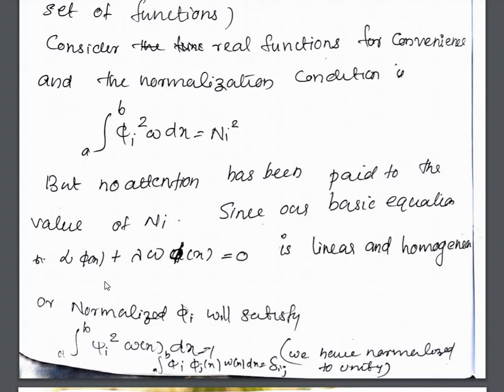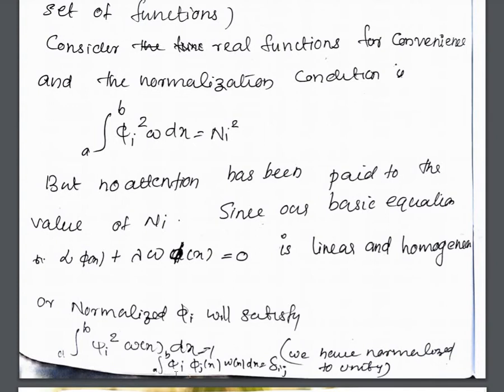Since our basic equation is L phi of x plus lambda w into phi of x is equal to 0, it is a linear and homogeneous equation. So the normalized phi i will satisfy the equation that the integral from a to b of phi i square w of x dx is equal to 1. One correction, this is phi i, not psi i.